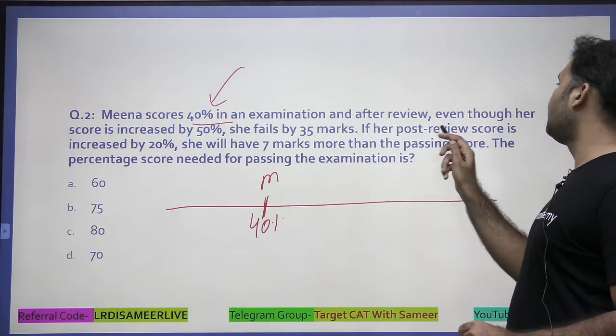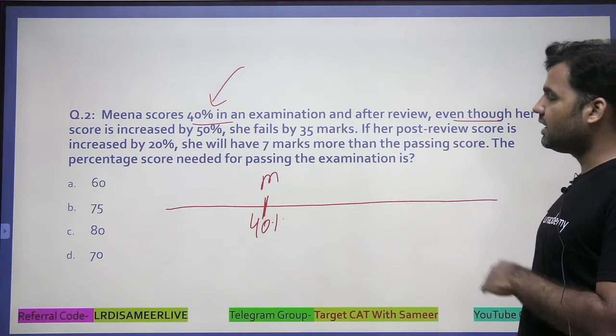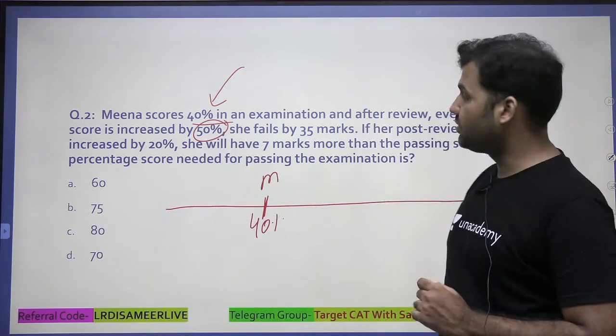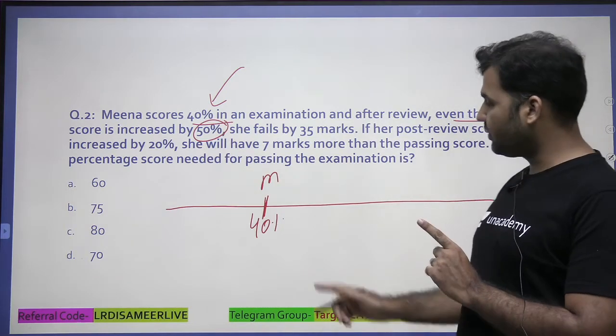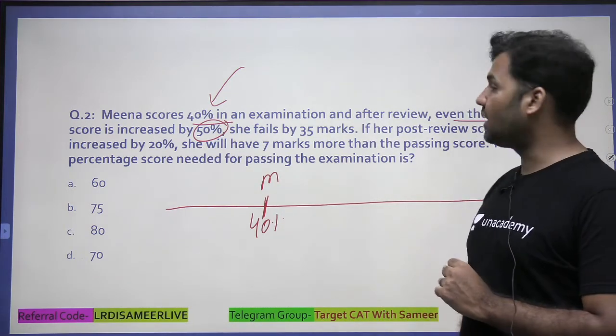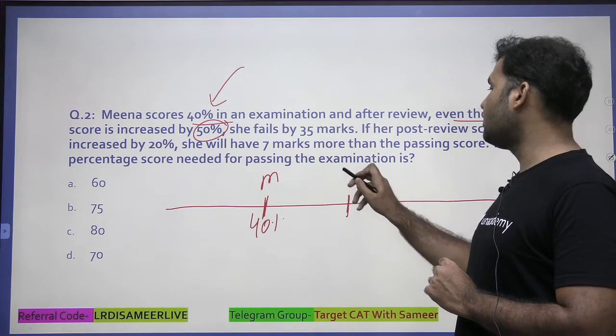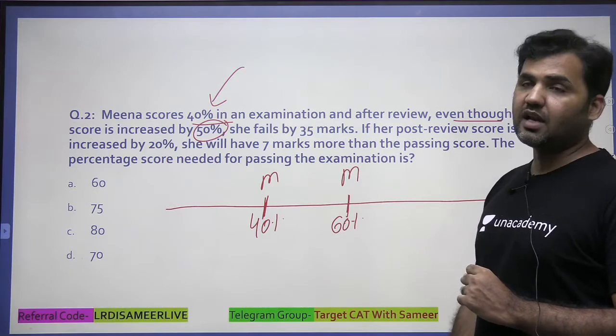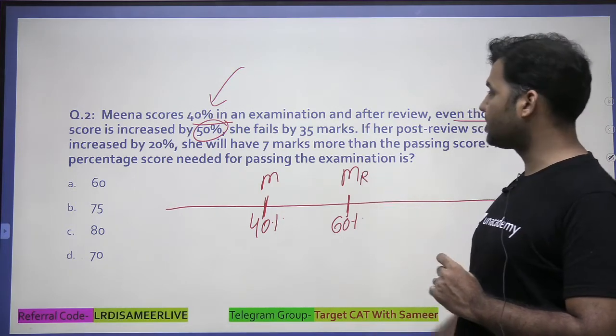And after review, her score is increased by 50%. Now the score of Meena gets improved by 50%. Now if I improve the score by 50%, 50% of 40% will be 20%. So can I say the new marks of Meena would be 60%. So this is where Meena will lie now. These are the marks of Meena after review.